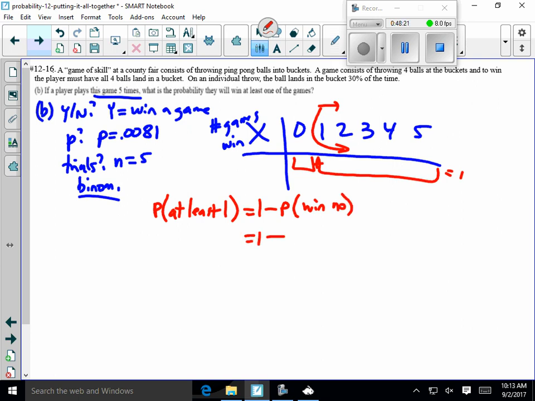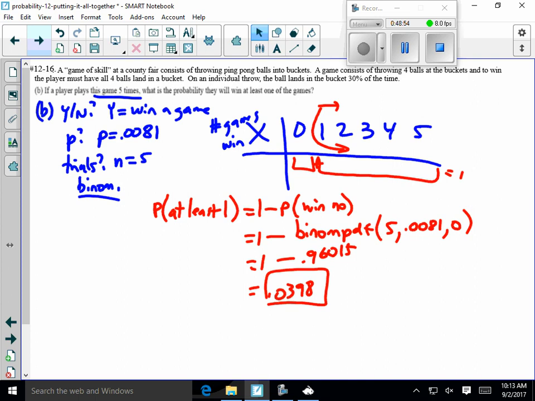The probability of winning no games would be binomial. I could either use PDF or CDF. The CDF would be the cumulative total, but it would only be a cumulative total of 1, so I'm going to stick with PDF. Out of 5 games this time, the probability of winning a game is the 0.0081 we had from the first part, and 0, that we would win no games at all. So this is going to end up being 1 minus 0.96015, and that turns out to be 0.0398. So if I play the game 5 times, the probability that I will win at least one of those games is only about 4% of the time.